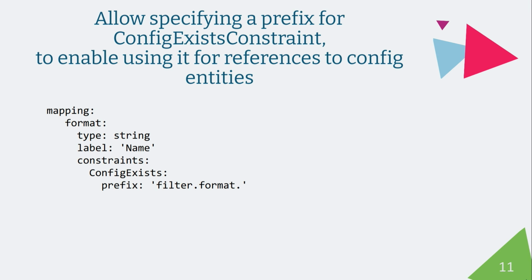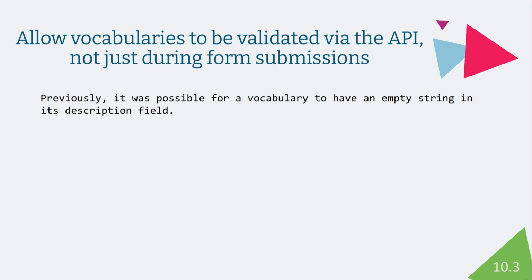So the config exists constraint now takes a prefix where you can prefix that a kind of thing has to be, in this case, of a filter. And as I mentioned in the beginning, having a decoupled admin UI is something that is being worked on.